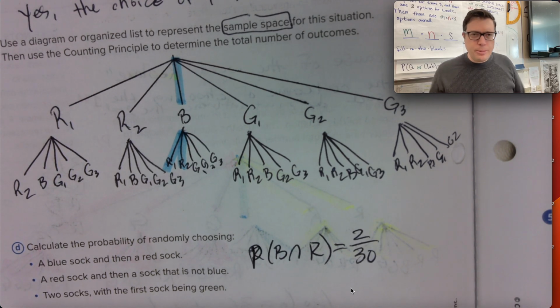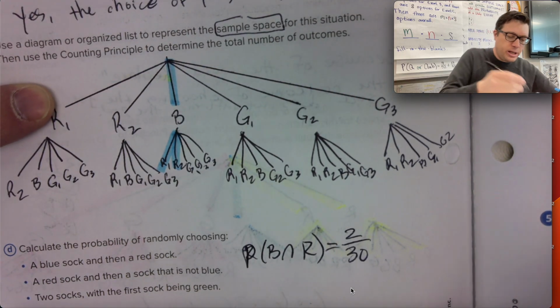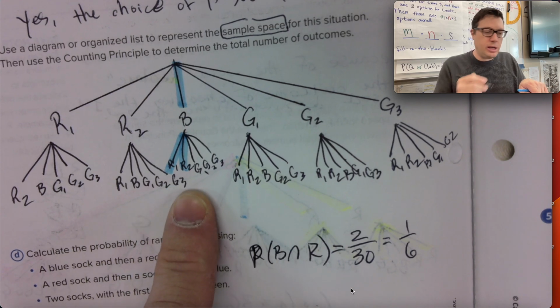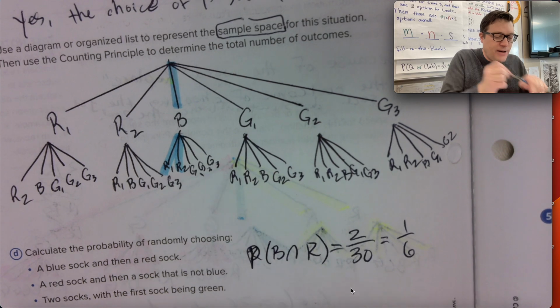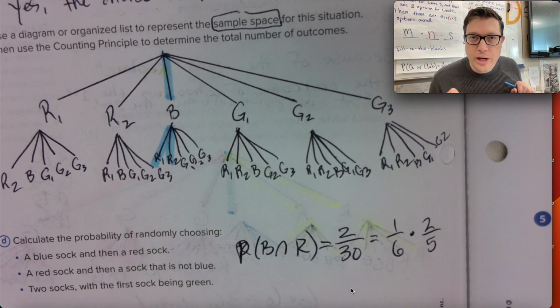Calculation here gets a little bit weird, but if we consider this one row at a time, the first probability would be 1 out of 6, and the second probability would be of these options, there are 2 that are red out of 5. So 2/5. That's where the 2 out of 30 comes from.